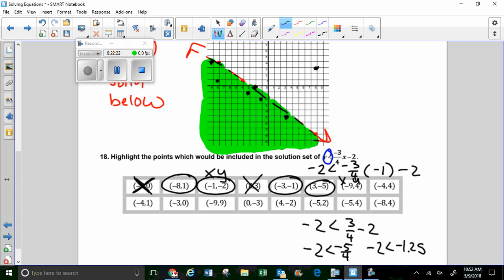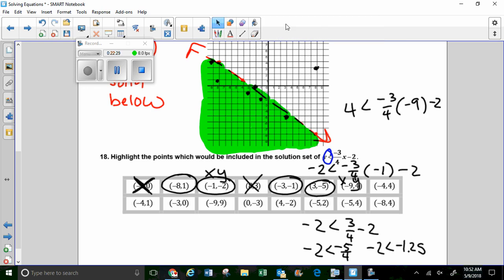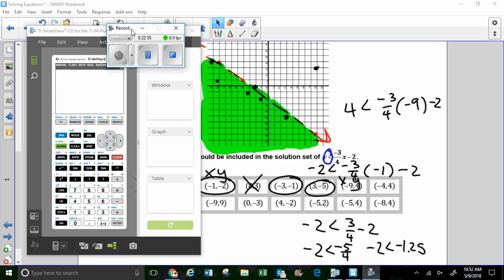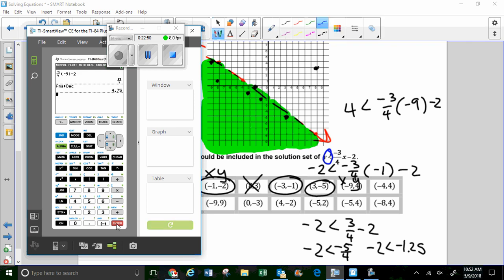So I can plug in my x and my y. That's 4 is less than -3/4 times -9, minus 2. That seems intimidating to simplify. You can always type it in your calculator. So I'm just going to type in -3/4 times -9 minus 2. And that's going to give me, I like the decimal, easier to compare, 4.75. So is 4 less than 4.75? It sure is. So I know for a fact that that would be a solution.